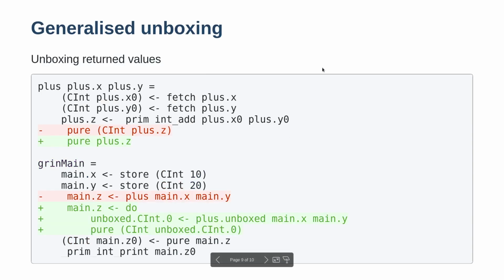What's next? Another use of heap points-to analysis is generalized unboxing. Generalized unboxing in GRIN is two optimizations. One is unboxing the return values. Rather than returning the C int constructor applied to the actual value, which would take up two registers, it instead just returns the value. That reduces that, and makes it faster.